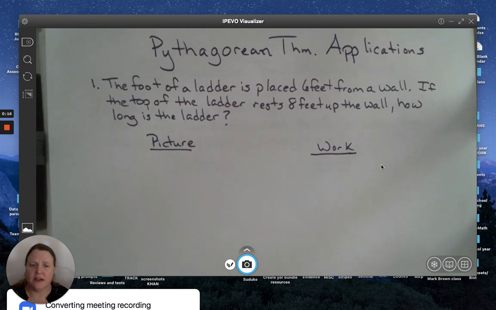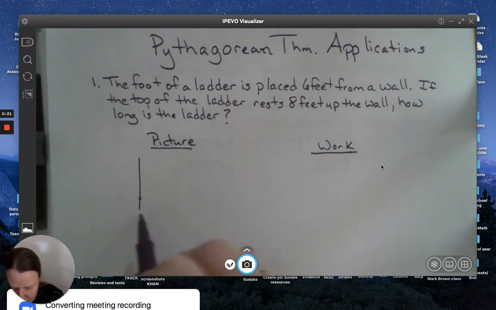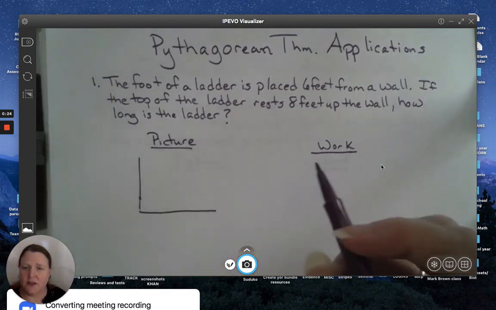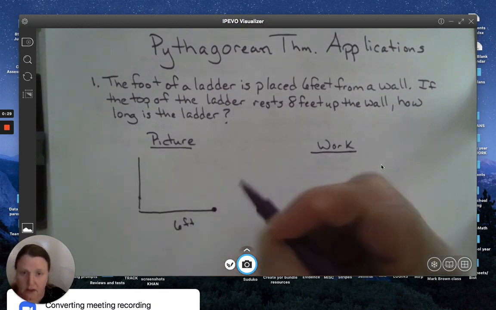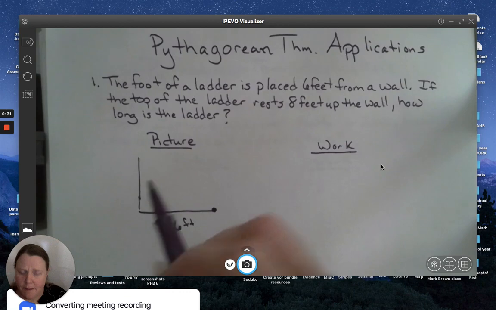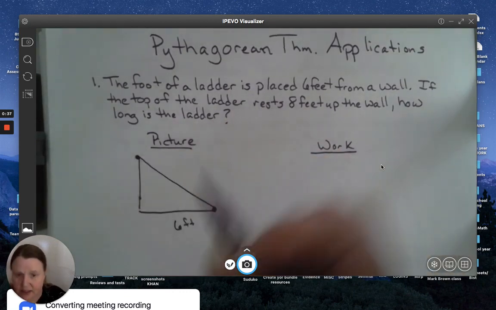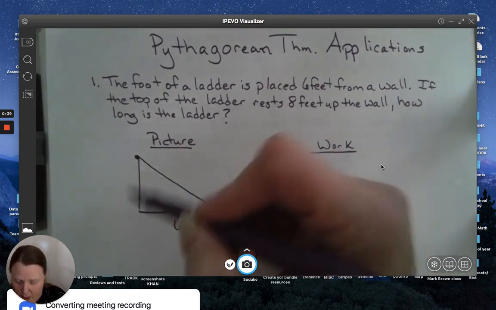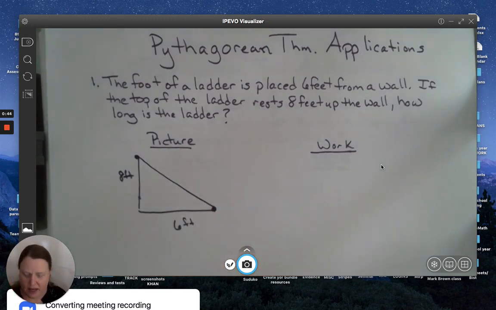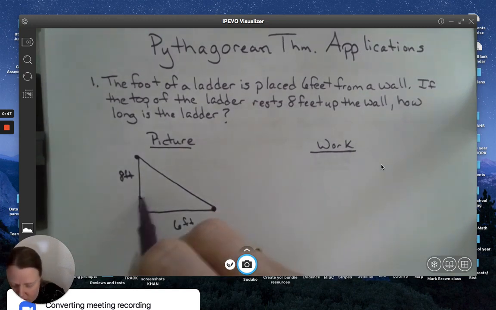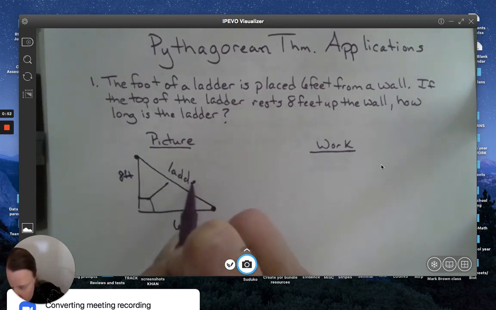It says the foot of a ladder is placed 6 feet from the wall. So if I think about a building here and the ground, the foot of the ladder is placed 6 feet out. And if the top of the ladder, so my ladder is going to be at an angle like this, is placed 8 feet up the wall, this would be 8 feet. I didn't make my 6 and my 8 proportional, but you're still seeing the right angle. What I'm interested in is how long is the ladder. So that's the picture.